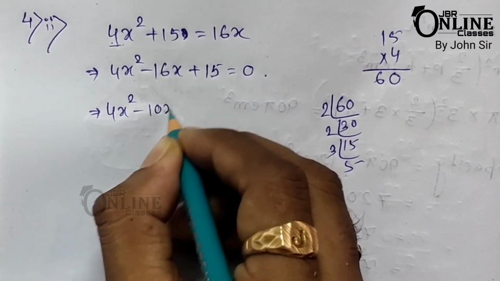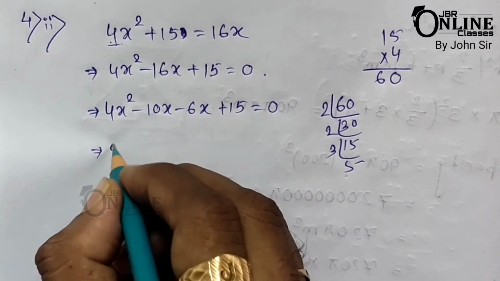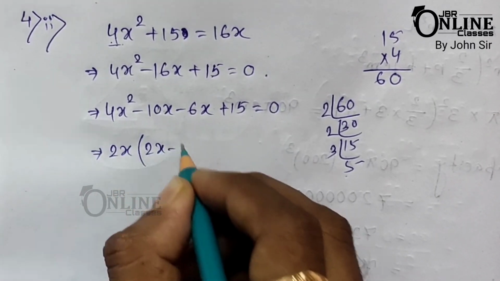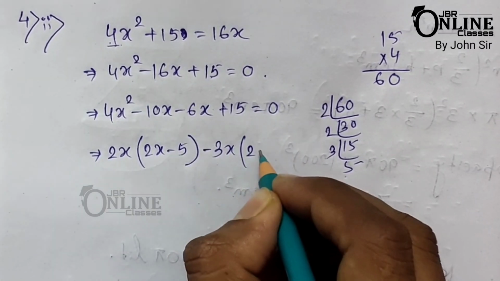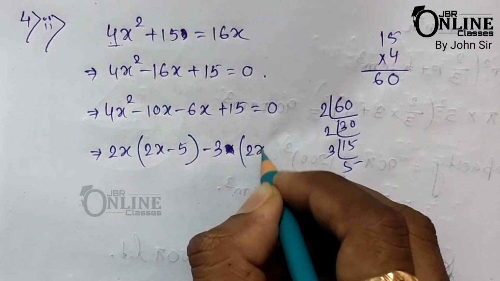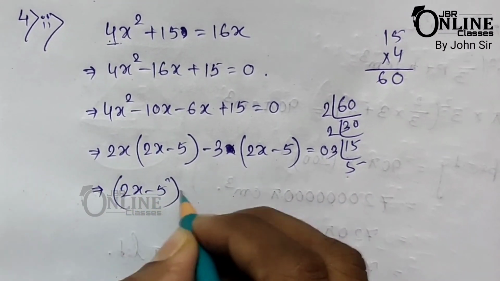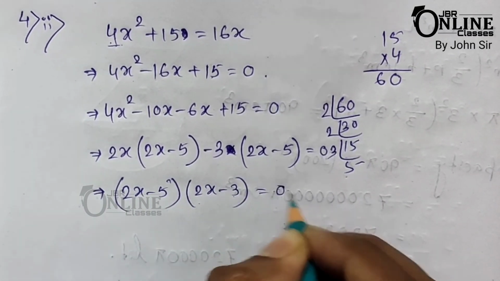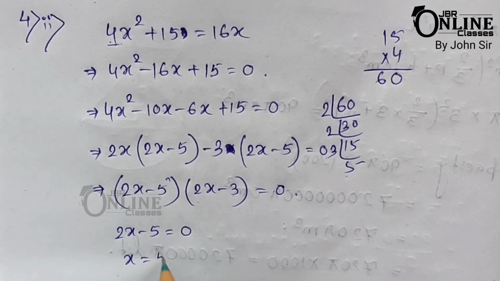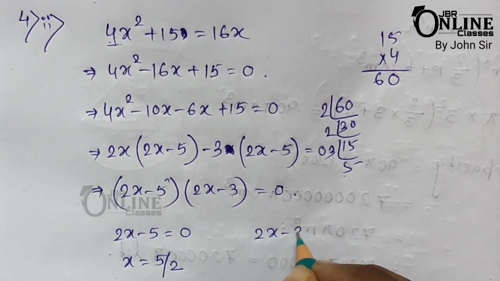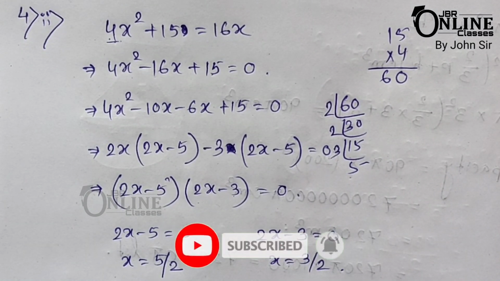So 4x square minus 10x minus 6x plus 15 equal to 0. Now you have to take 2x common from that. So 2x minus 5, and here you have minus 3, so it becomes 2x minus 5 again. So 2x minus 5 into 2x minus 3 equal to 0. So either 2x minus 5 equal to 0, so from that x equal to 5 by 2, or 2x minus 3 equal to 0, so from that x equal to 3 by 2.